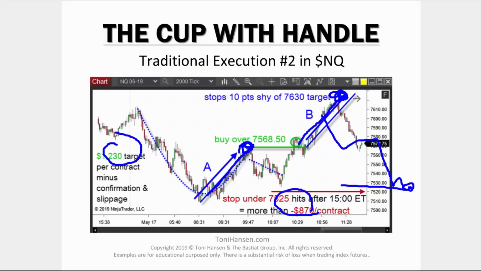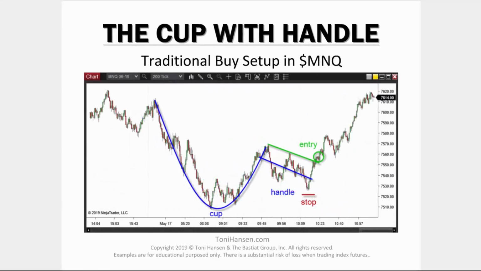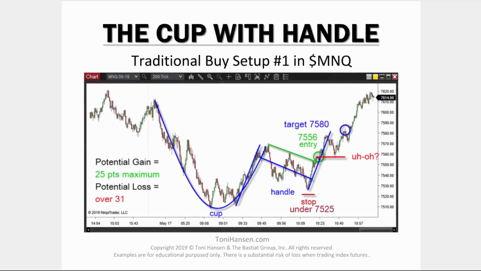Let's look at some different ways of approaching the market. So I'm going to show you the same thing here, but we're going to drop down to the MNQ. So this is the micro NQ this time around. Same look at the patterns. Here's the first way I showed you guys to enter it.